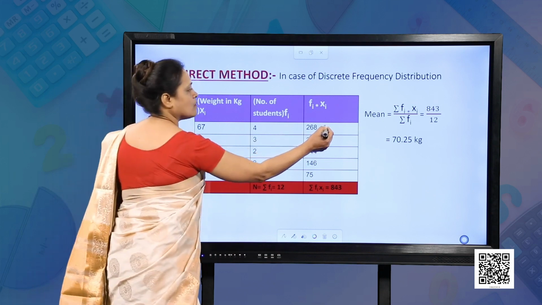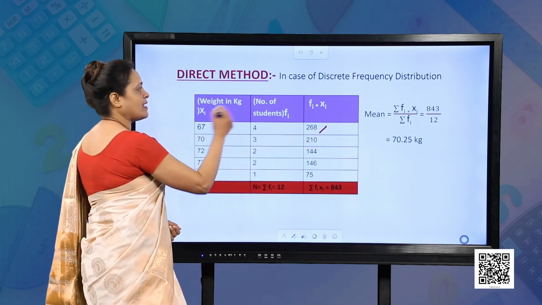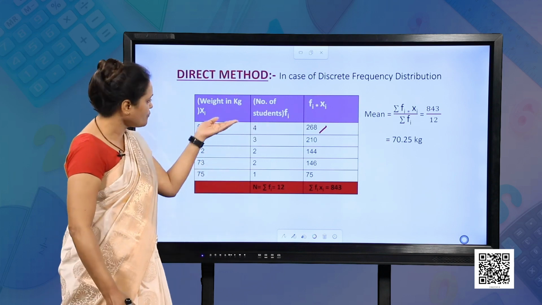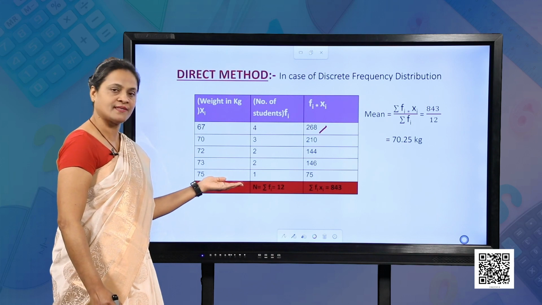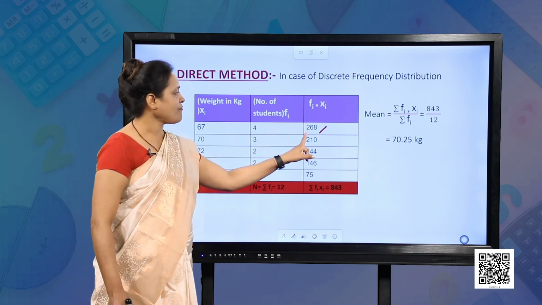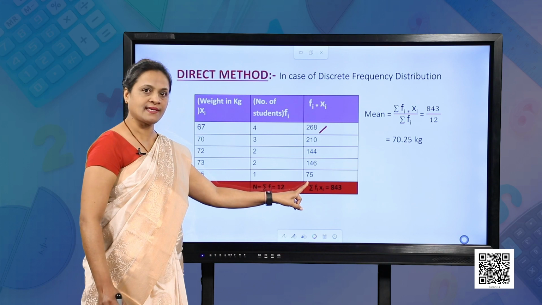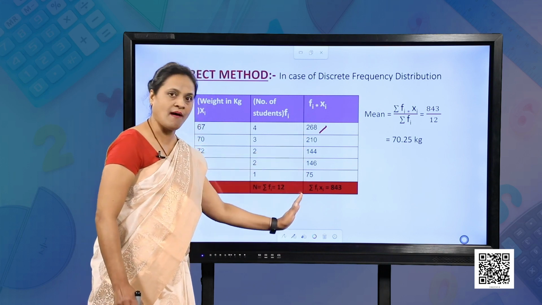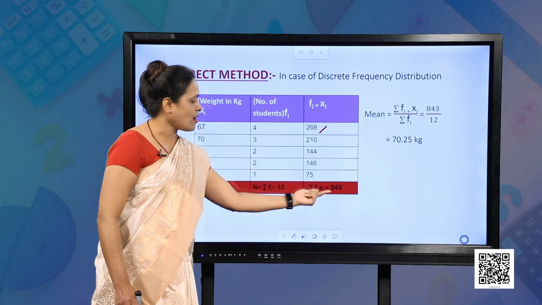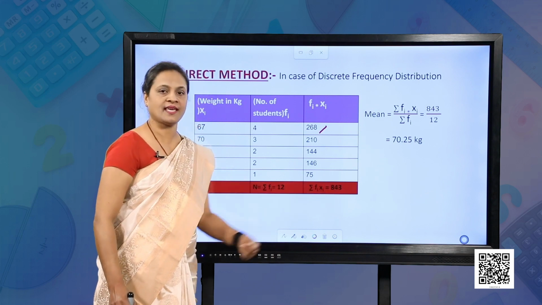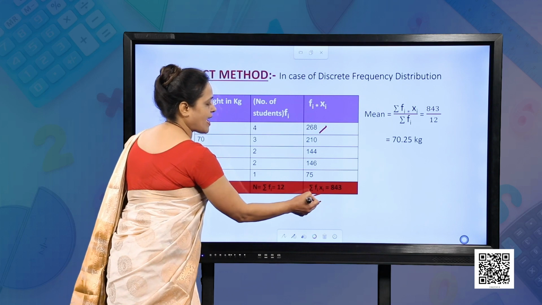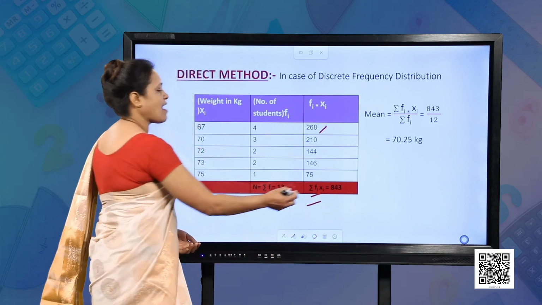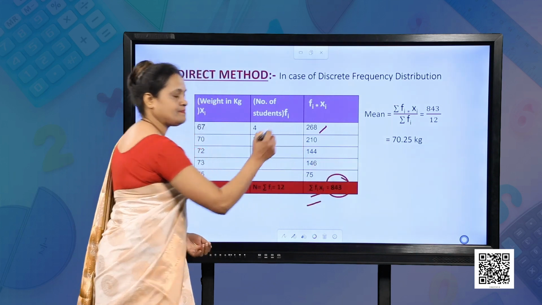So, to find out the total weight of these 4, we multiplied fi and xi. This is what we are going to do for all the observations. So, you can see fi into xi in all the cases. Then, for the total number of marbles, we have to add them all. What is the sum we got? 843. This is represented by sigma fi xi. So, this is our total sum.